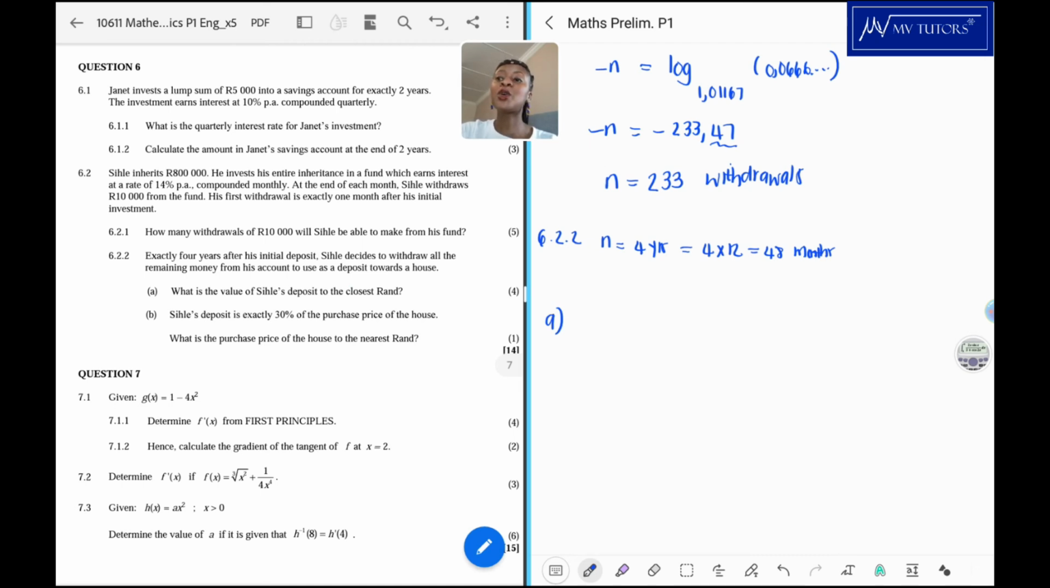Okay, so if they want the value, do you see that we're actually getting the outstanding balance after 48 months? Okay, and I do not think they have an outstanding balance formula. But basically what you do, remember Sihle put in a lump sum of that 800 in an investment. Okay, don't forget about that. It's a very important fact. So if you want to know the outstanding balance, what you would do is you first have to calculate that lump sum.